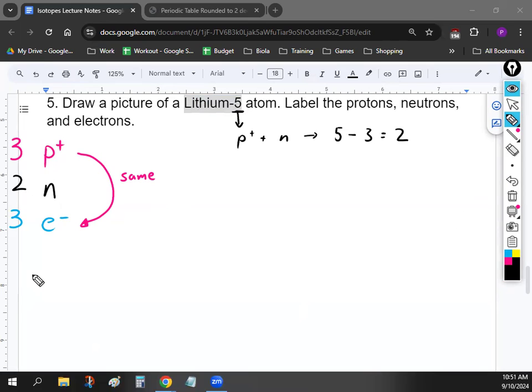All right, any questions on how we got protons, neutrons, electrons? That part should be pretty simple.